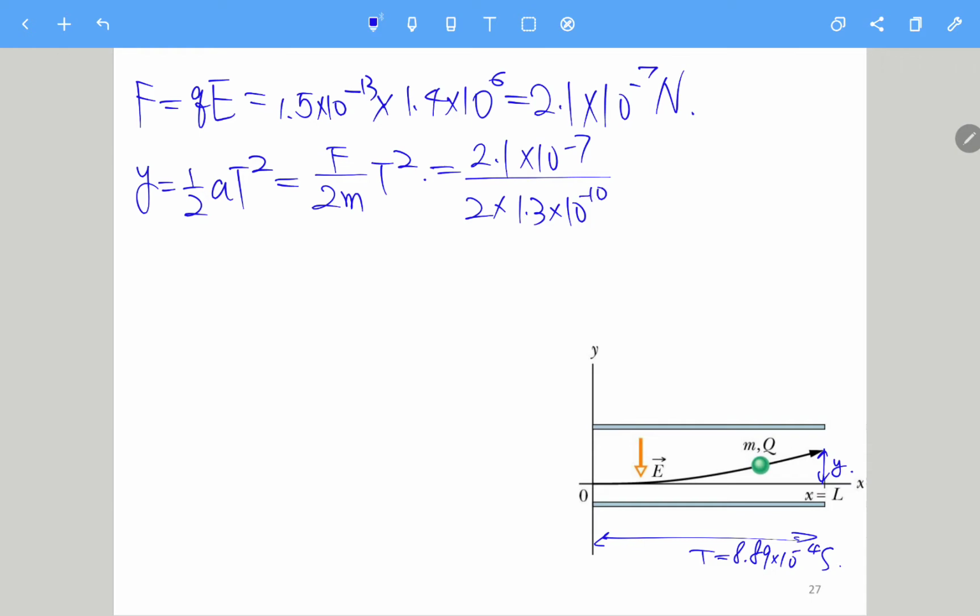And then times 8.89 times 10 to the minus 4, quantity squared. So y would be 0.64 millimeter. Any questions?